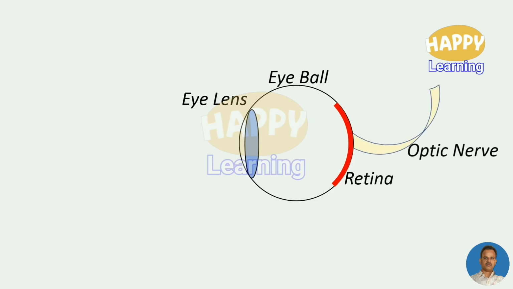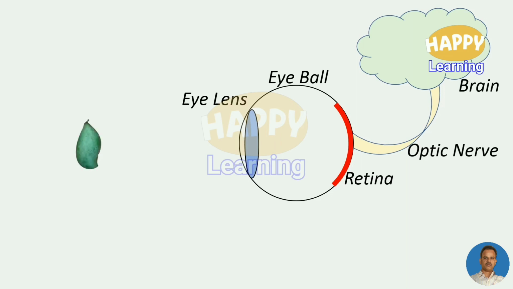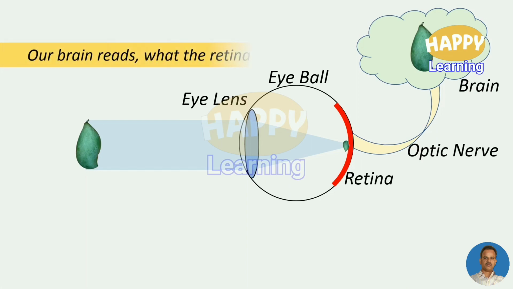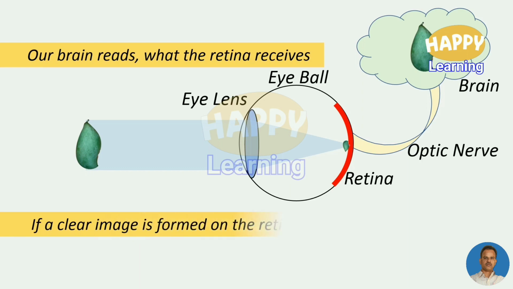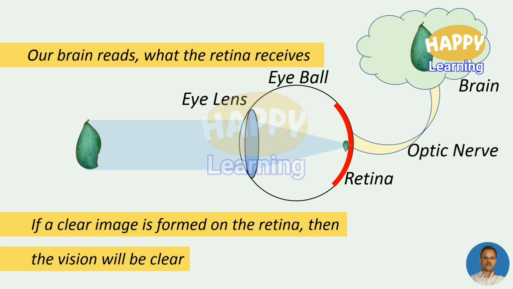There is an object in front of the eye. The rays coming from the object are converged to the retina. The signal is sent to the brain and the brain reads the image formed on the retina. Our brain reads what the retina receives. If a clear image is formed on the retina, then the vision will be clear.